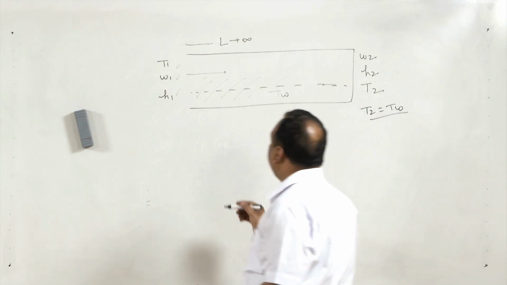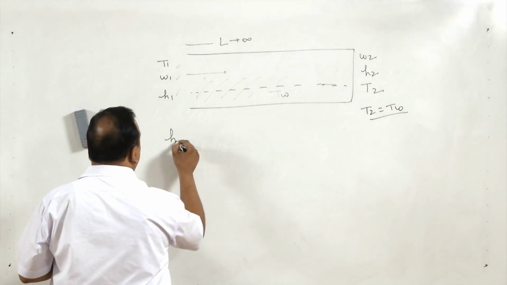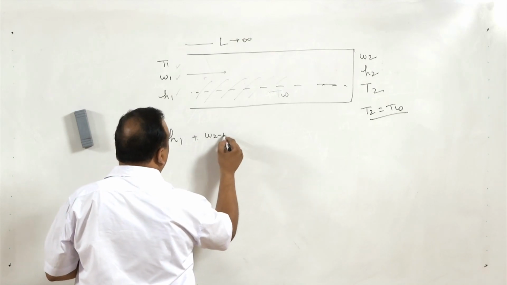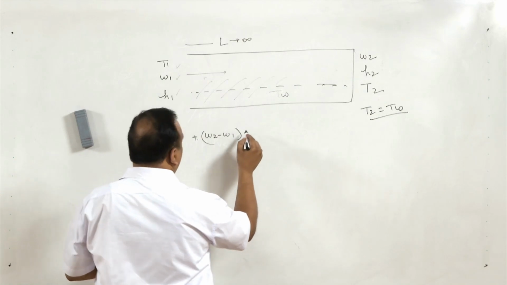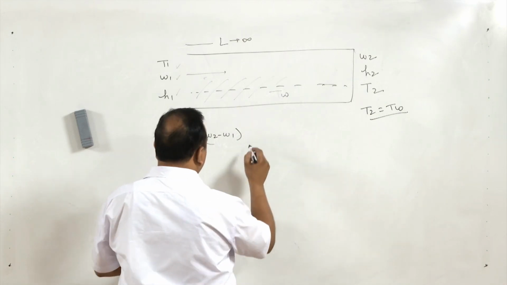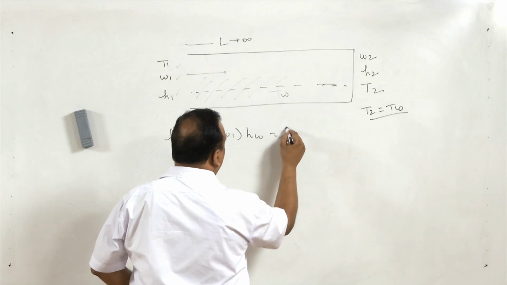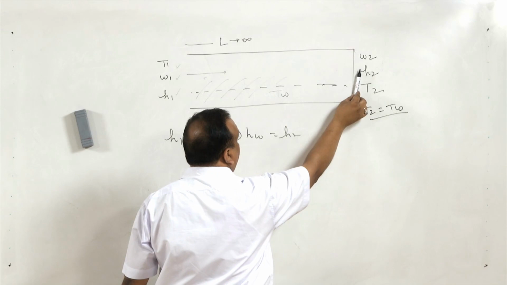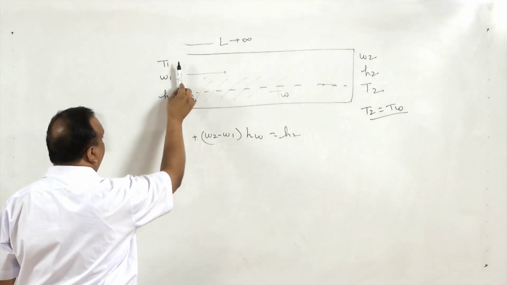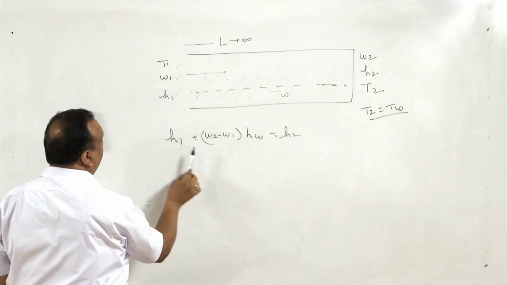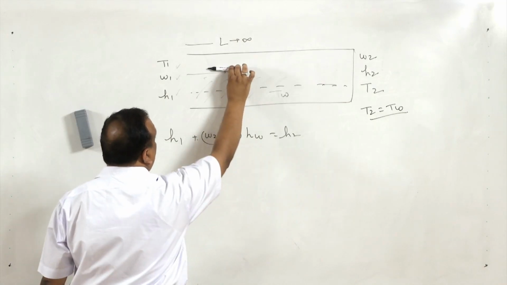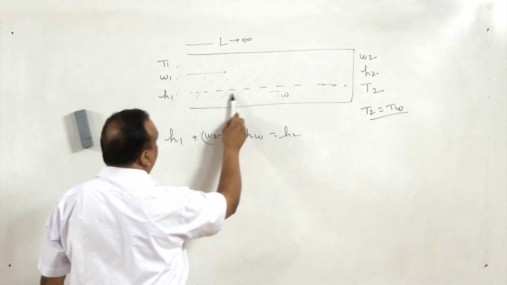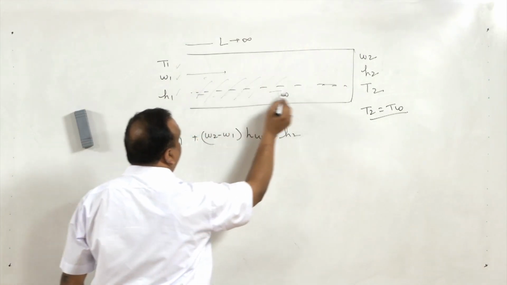If we do the energy balance, that is going to be H1 plus W2 minus W1 multiplied by HW is equal to H2. The enthalpy of air leaving this side is equal to the enthalpy of air entering from this side plus the enthalpy added to air by virtue of evaporation of water from the water at the bottom of the passage.